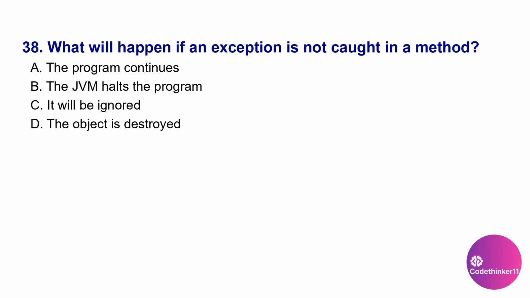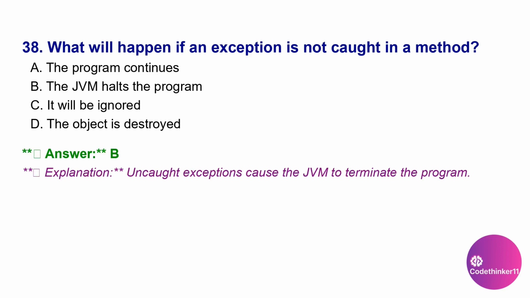Question 38. What will happen if an exception is not caught in a method? Option A. The program continues. Option B. The JVM halts the program. Option C. It will be ignored. Option D. The object is destroyed. The correct answer is option B. Explanation. Uncaught exceptions cause the JVM to terminate the program.